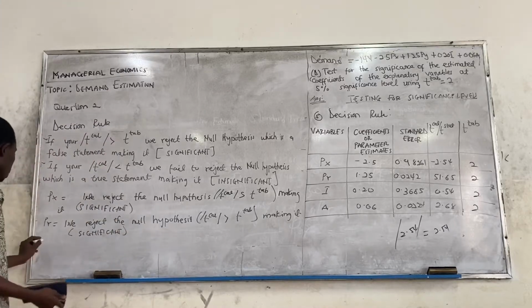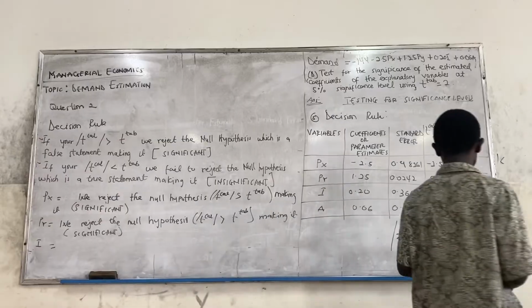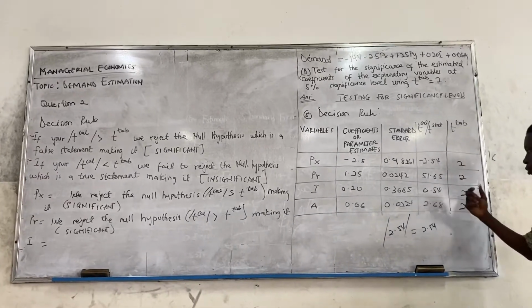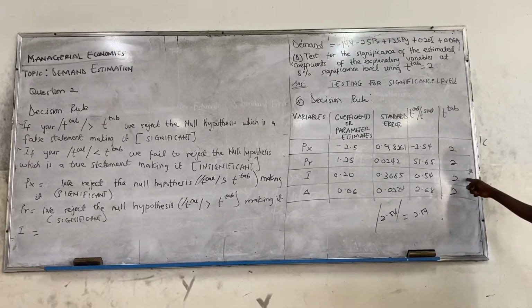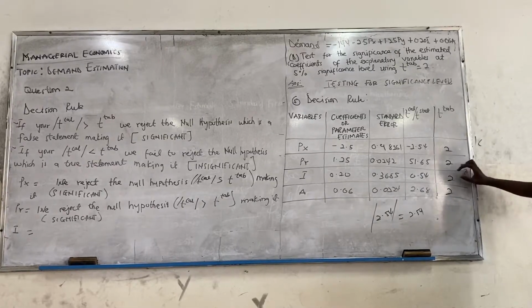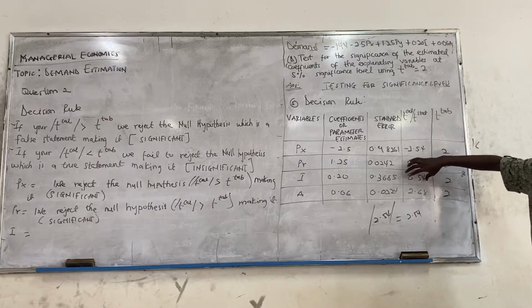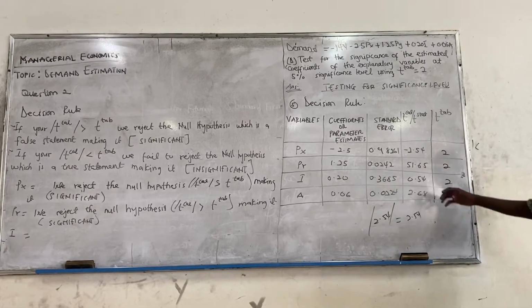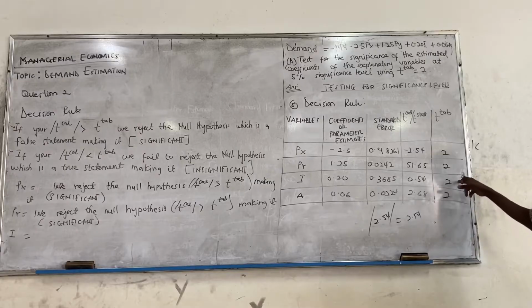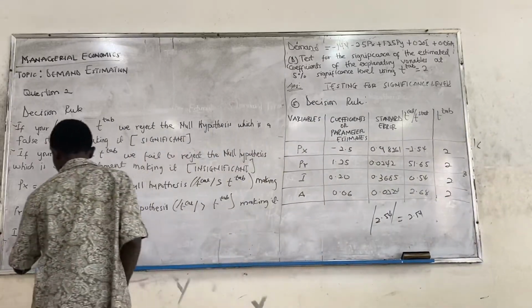So move on to income. With the income, we have 0.54. We have 2 here. 0.54 is less than the theta, or we see the theta is greater than the t-cal for income. So we are not going to reject the null hypothesis, but rather we fail to reject. So with the income, we fail to reject.